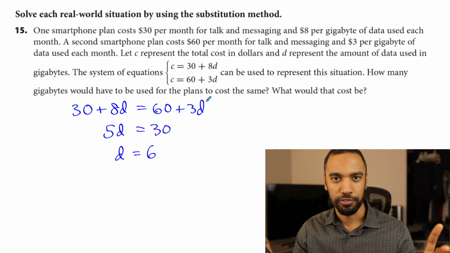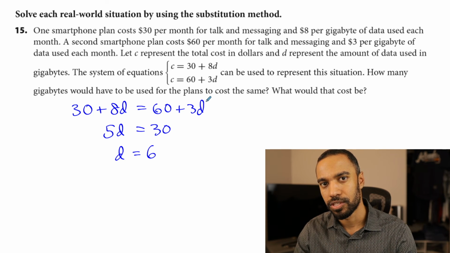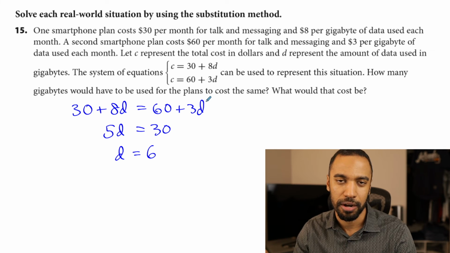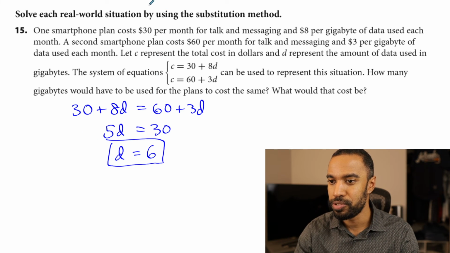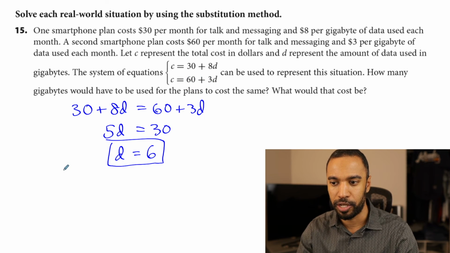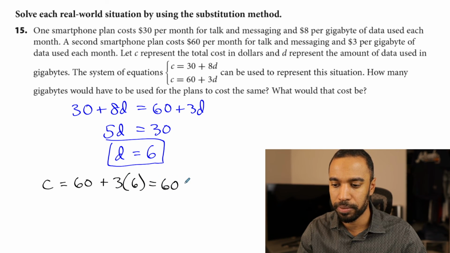These are two different smartphone plans. But if you plan to use 6 gigabytes of data, it doesn't matter which plan you do. You're going to be spending the same amount of money. How much money will you spend? Well, I do wonder. Let's substitute. I'll use the bottom equation. How about that? C equals 60 plus 3 times 6, which is 60 plus 18, which is $78.